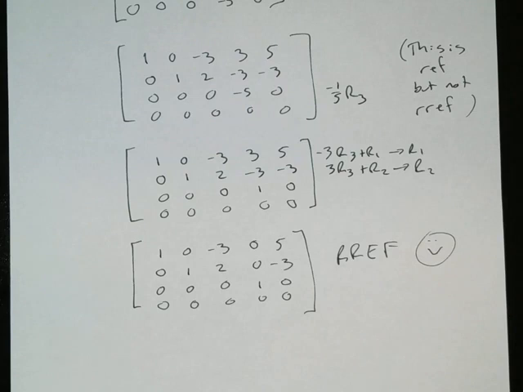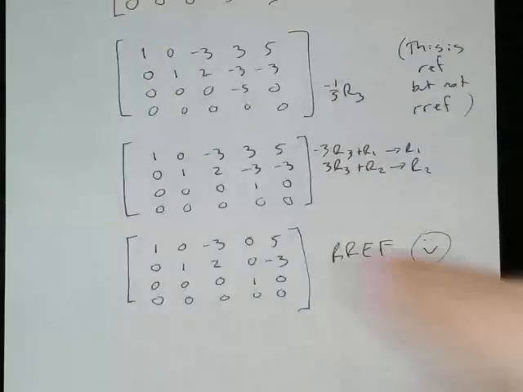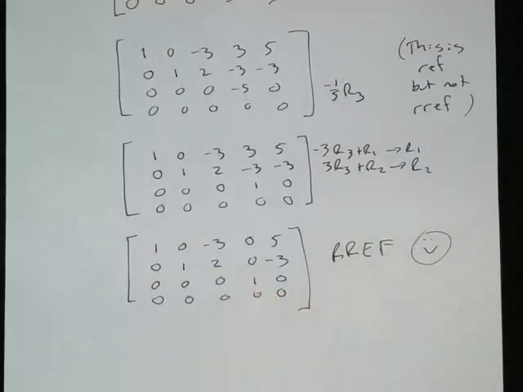This matrix version, this reduced row echelon form, is the reduced row echelon form for this matrix. From here, you must end up here. Only one. More questions?